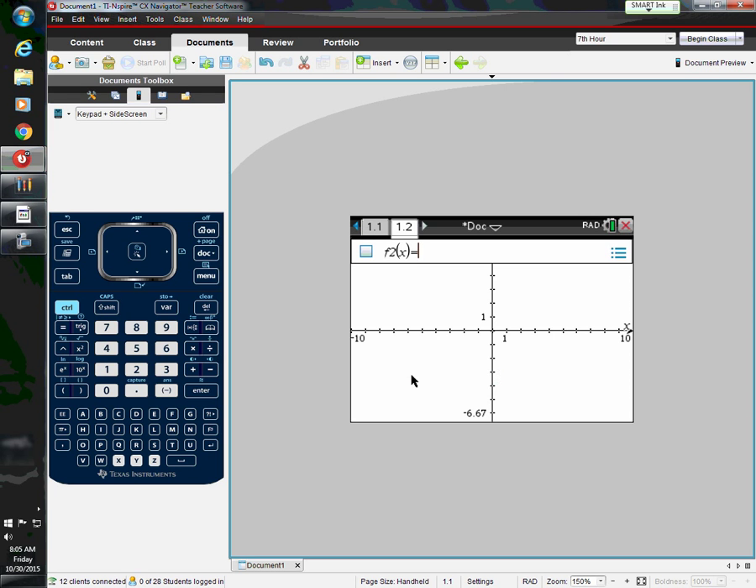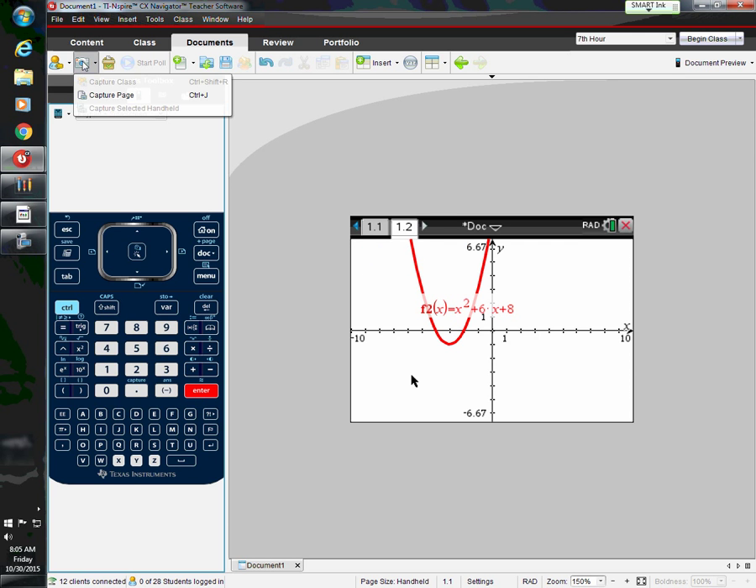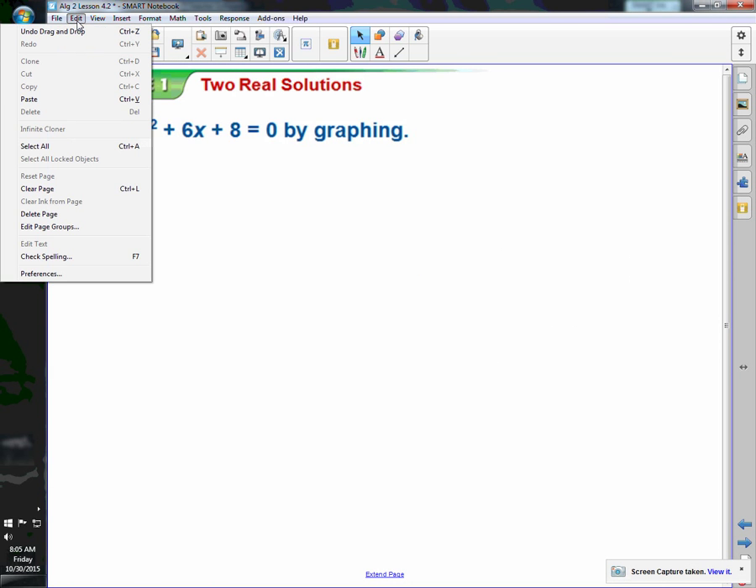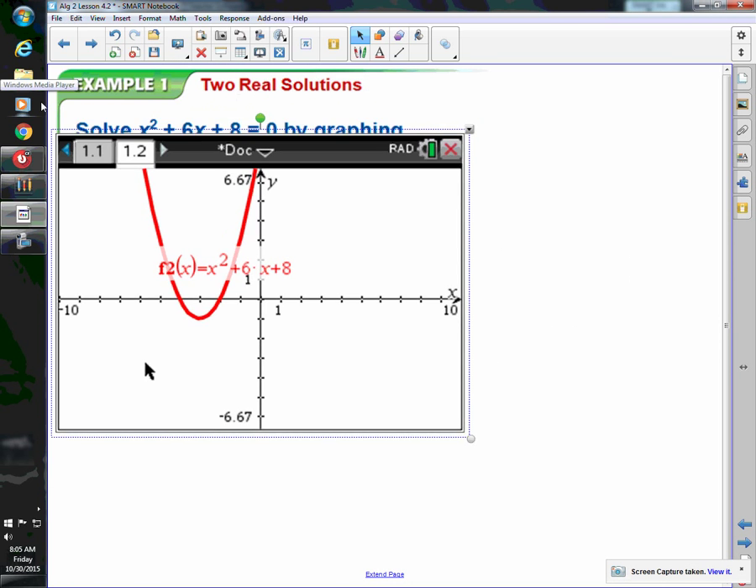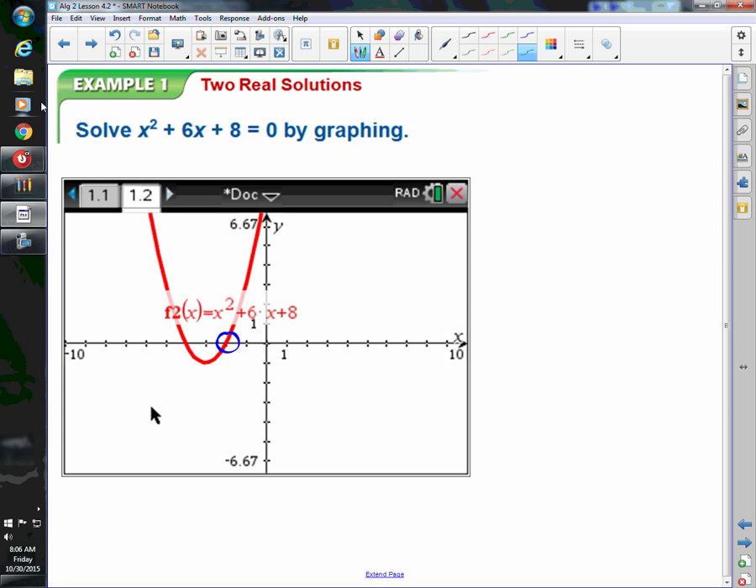X squared plus 6x plus 8. There we go. All right. Let's capture that page and put it back here. Okay, so now all I've got to do is figure out where it's crossing the x-axis. And I can see it's crossing right here at this location, which is -2. So x equals -2 is one solution. And it's crossing right over here at -4. X equals -4 is my other solution.